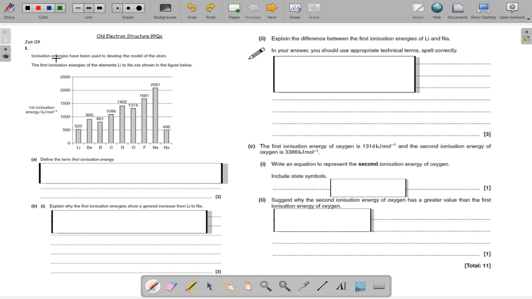So ionization energies have been used to develop the model of the atom, and this graph shows the different ionization energies. We need to define the term first ionization energy, and we need to explain why the first ionization energies show a general increase from lithium to neon. We need to explain the difference between the first ionization energies of lithium and sodium. And we also need to talk about the second ionization energy of oxygen and write an equation for it. We need to include state symbols, and we need to suggest why the second ionization energy of oxygen has a greater value than the first ionization energy of oxygen.